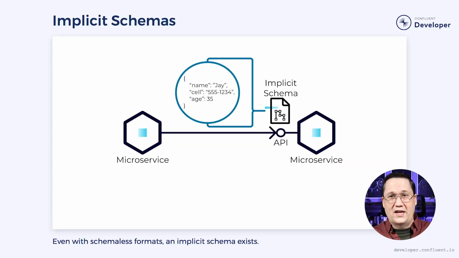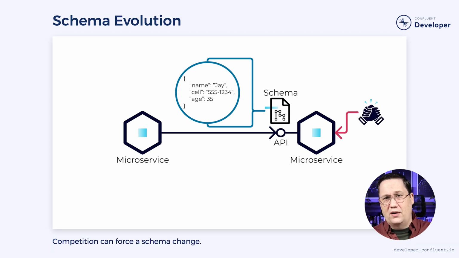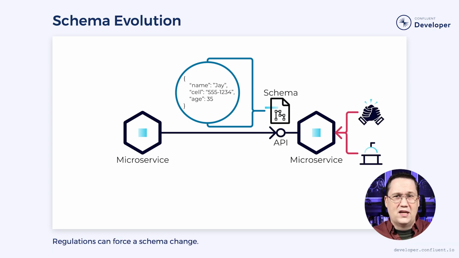Even if we don't define a schema, an implicit one still exists. By defining an API, the microservice commits to providing data in a specific format. Clients will expect the API to follow these rules even without an explicit schema. Over time, internal and external pressures, such as competition and regulations, can force the schema to change. We've all witnessed how modern privacy legislation has forced companies to adapt their systems.